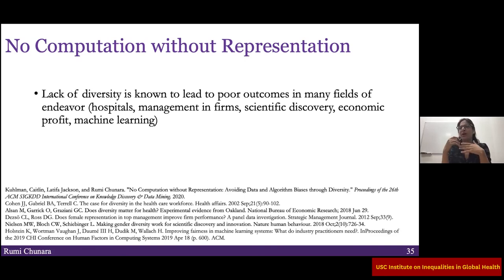And you might wonder, what kind of outcomes? It's across so many different fields: hospital healthcare quality outcomes, management in firms, scientific discoveries, economic profit, machine learning. Having a diverse group is really important to achieve our goals across many different fields.